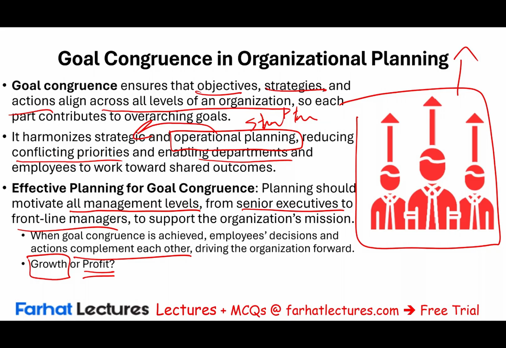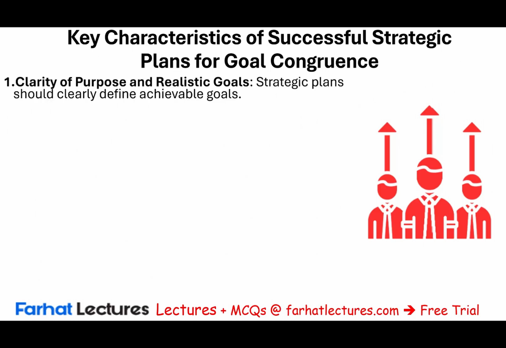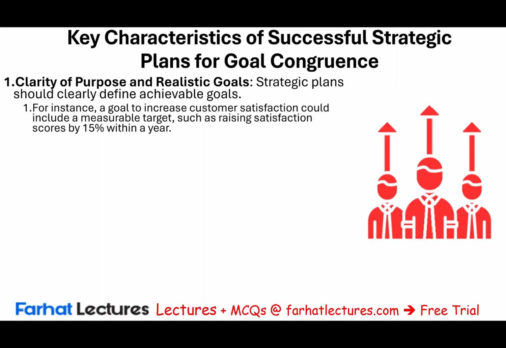If we want to focus on growth, maybe we want to reduce our profit a little bit so we can sell and gain market share. So we have to know as a company, what are we focusing on? Because we don't want top management to be planning for growth and middle level management focusing on profit. So what are key characteristics that the company has goal congruence? The first thing is they have a clear goal, clear, and they have to be realistic. Strategic plans should clearly define achievable goals. Exactly what are we trying to do?